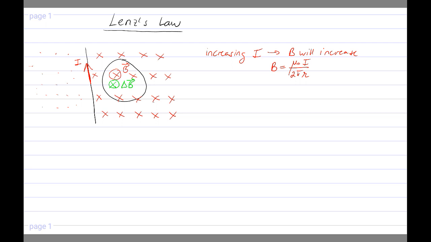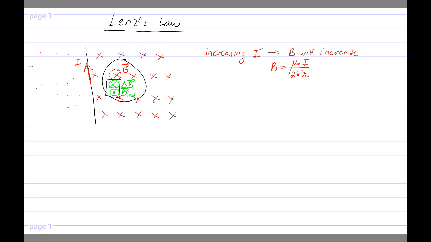So Lenz's law says that this loop is no longer comfortable sitting in the original magnetic field because now the magnetic field changed. But it can do something about it, and that something is induce its own magnetic field to oppose the change. So that means that the direction of the induced magnetic field and the direction of the change are opposite of one another, and the magnitudes are the same. So B induced is in the opposite direction of the change in the magnetic field, but the induced magnetic field was created by an induced current.